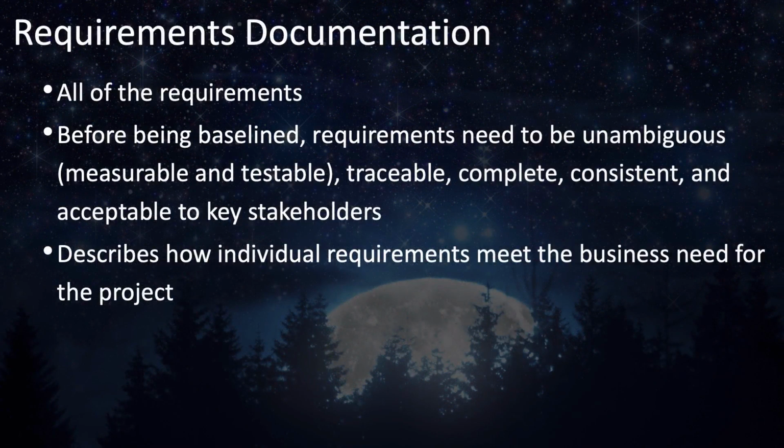The requirements documentation is where all of your project requirements are documented. Before this document is baselined, all of your requirements need to be unambiguous, meaning that they are measurable and testable. You need to be able to measure each of these requirements as they're implemented, and you need to be able to test them to ensure that they meet requirements. Each requirement needs to be traceable, which means that you can connect each requirement to the business needs of the project, and that you can trace the requirement throughout the project lifecycle.